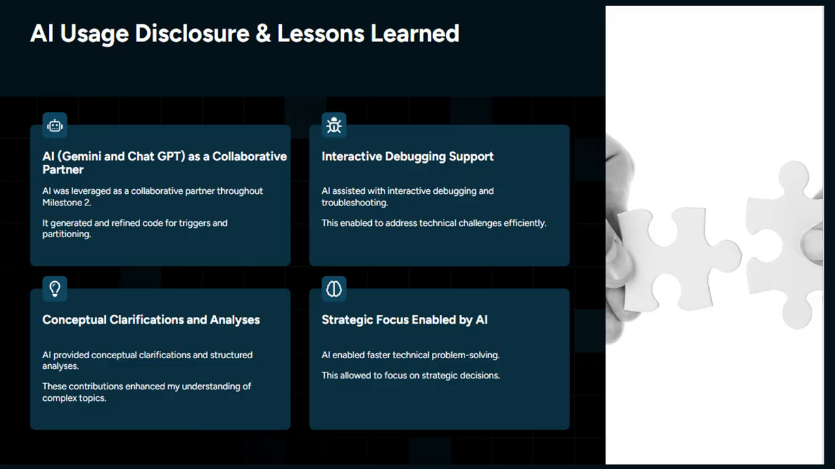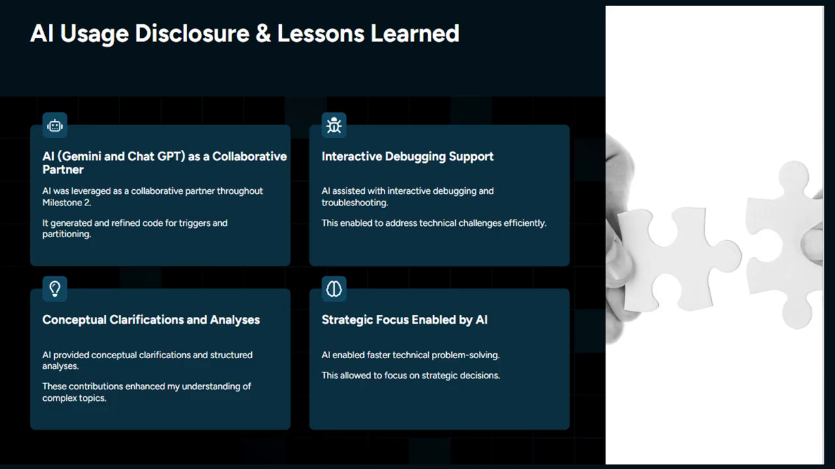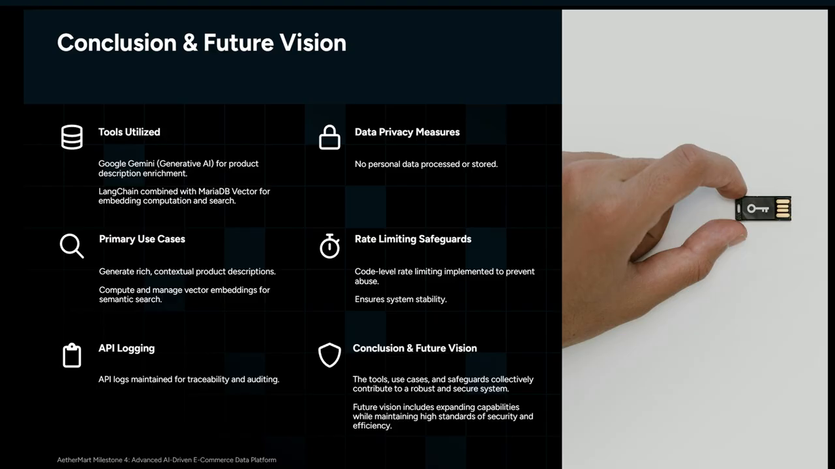AI disclosure and lessons learned. AI, Gemini, Claude, and ChatGPT, as a collaborative partner, helped me throughout Milestone 4. They helped me generate code, and provided interactive debugging support, conceptual clarification and analysis. Strategic focus enabled by AI: it helped with better problem solving. In fact, even the presentation was developed by AI.